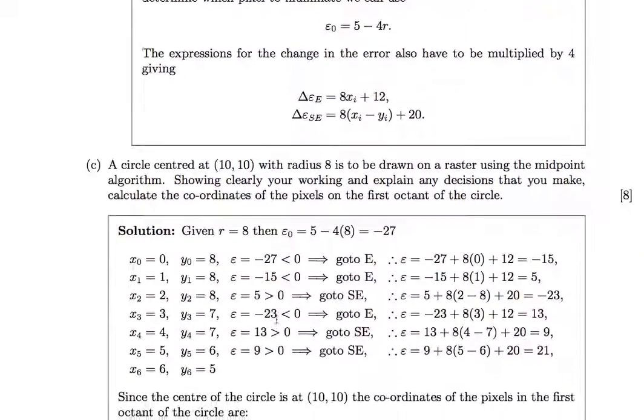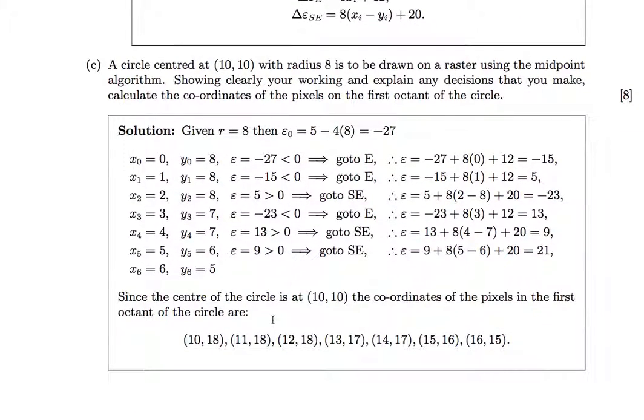Part C: essentially, use the midpoint algorithm. We've got a circle centered at 10, 10, and our radius is 8, and we need to calculate the coordinates of the pixels in the first octant. If r equals 8, then our initial error is 5 minus 4r, which is minus 27. So we start off with the pixel at 0, 8 illuminated, and our error is negative, so we go to the east.